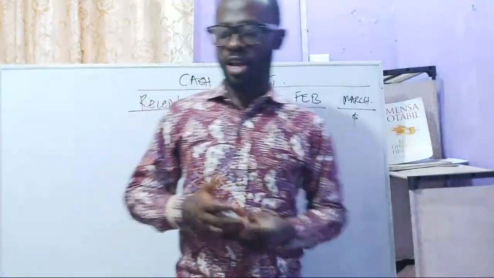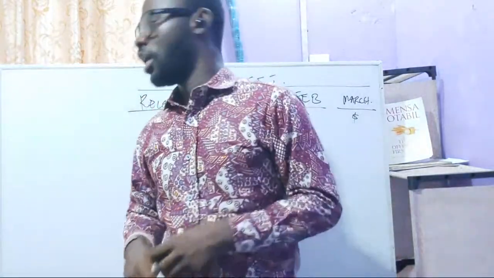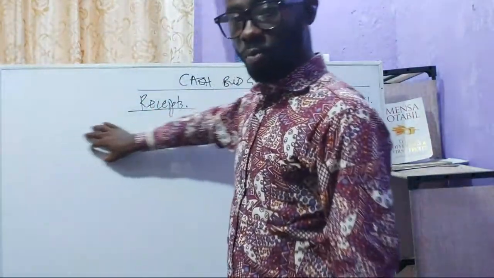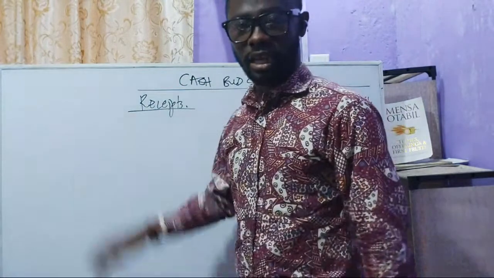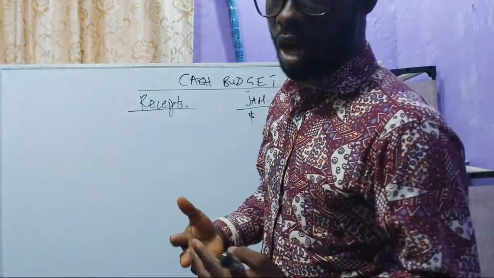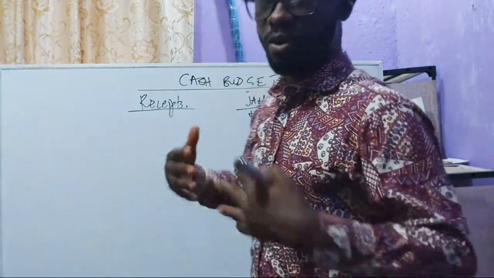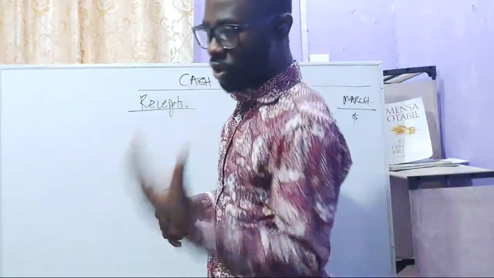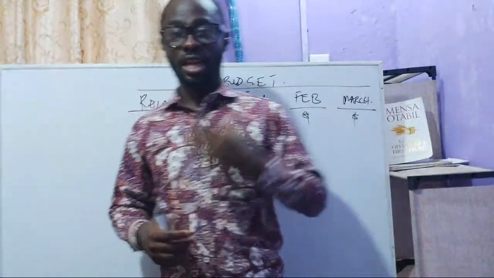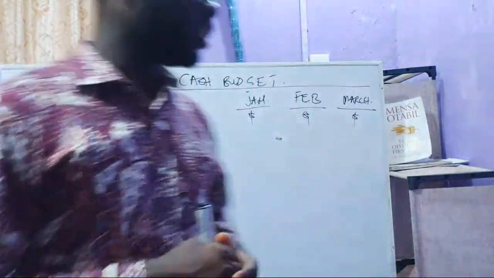Now, the pro forma is different in relation to various schools of thought. Some schools of thought actually start with the opening cash balance and then work themselves out in relation to that. But I will not go through that. I will just bring the receipts, bring our payments, we get the net cash flows, then we look at the opening balance, and then we get the closing balance.